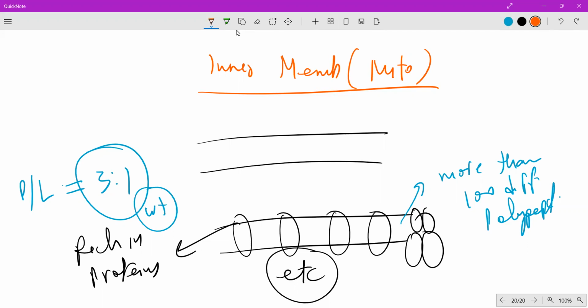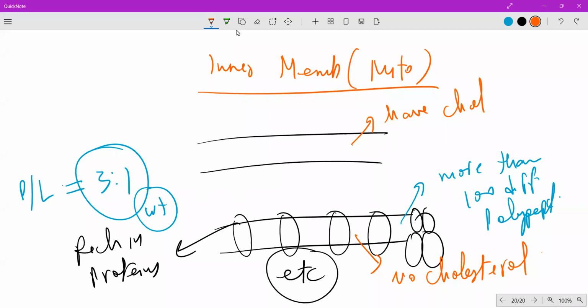Certain more differences. What we have seen, this inner membrane, now this is very important. Inner membrane is completely devoid of cholesterol. We don't have any cholesterol in the inner membrane, whereas the outer membrane of mitochondria is found to have cholesterol. Inner membrane has no cholesterol.